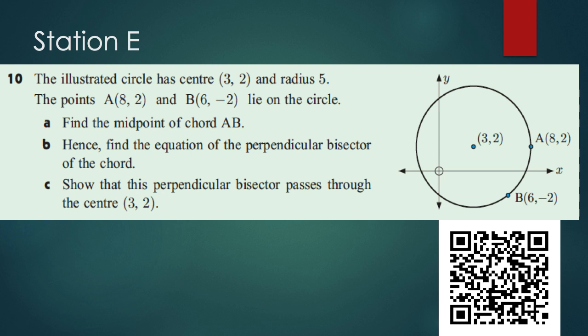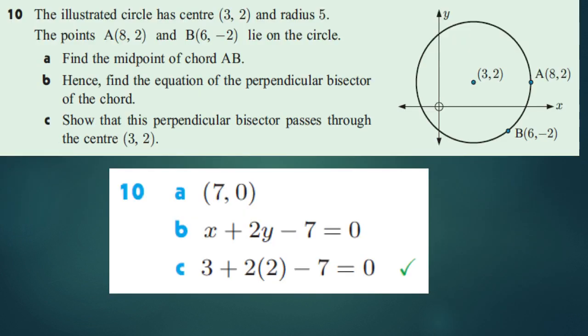So the first thing to do is to find the midpoint of chord AB. A chord on a circle is just a line segment where the endpoints are on the circle. And again, to find the midpoint, we just take the average. So (8 plus 6) divided by 2, (2 plus -2) divided by 2. In that case, you're going to get your midpoint. That midpoint there is going to be (7, 0).